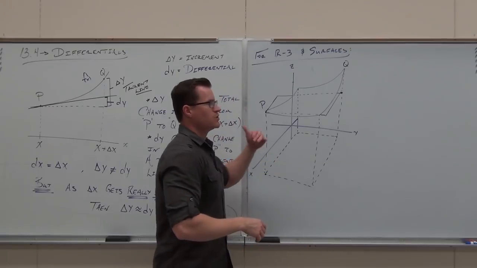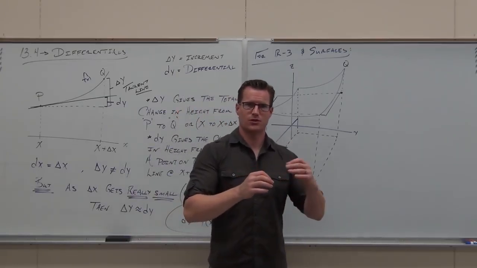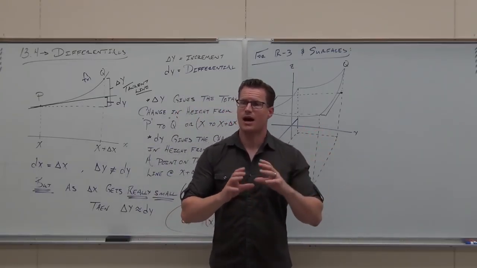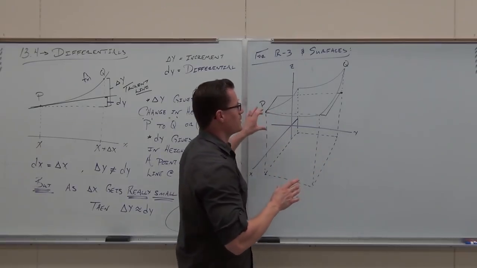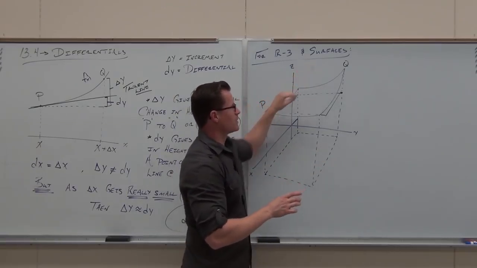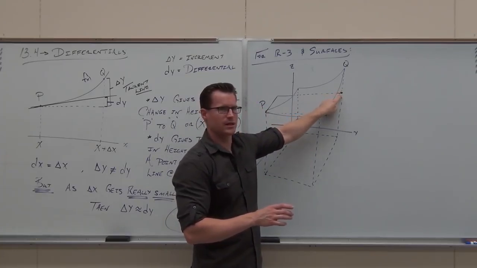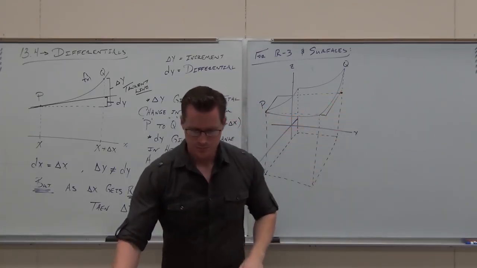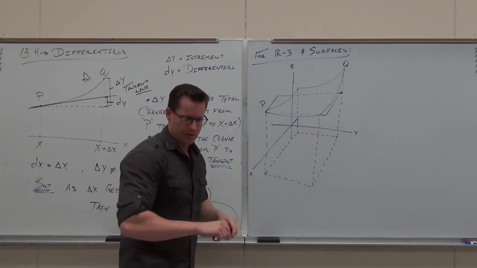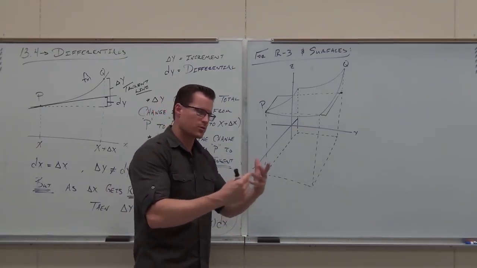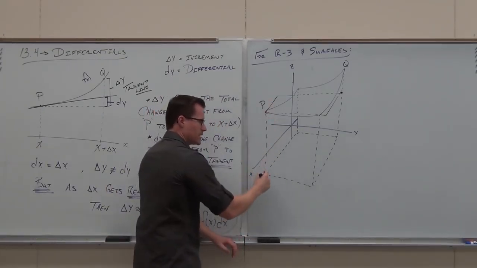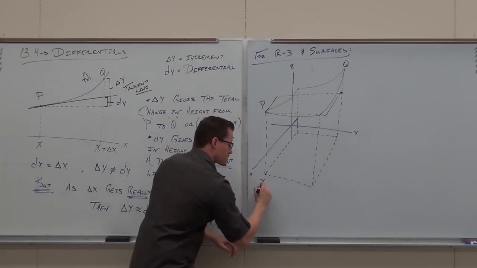So the way the differential works for surfaces is I'm going to be comparing the height between P and Q and the height between P and whatever that point is. So let's illustrate this a little bit. Every single point ever has an ordered pair to it. So the point that gives us P, let's call that XY.